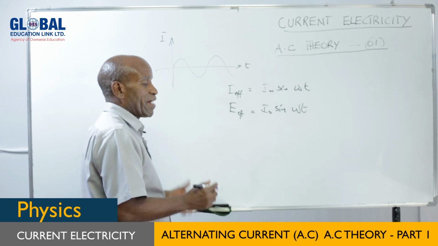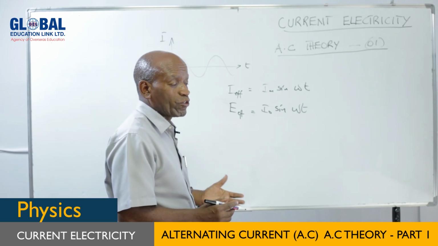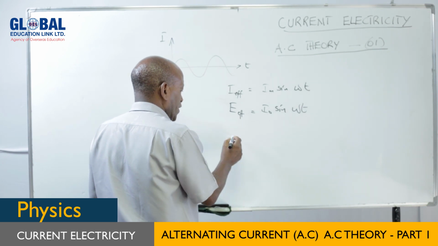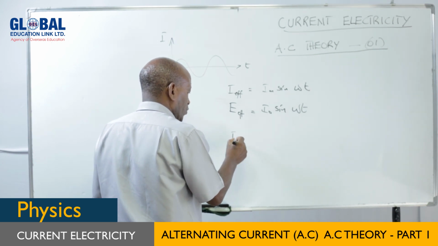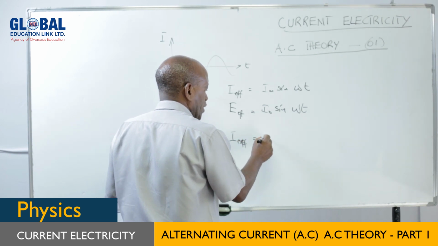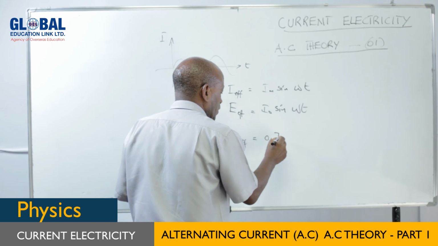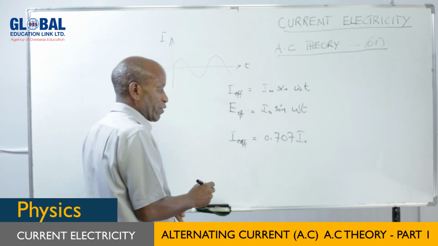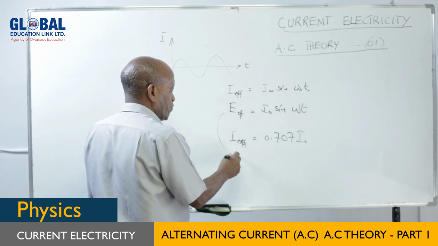Because this is a revision, we are not going to derive that effective current. The effective current will be equal to 0.707 of the actual current which will be flowing. The same thing can be obtained even for the EMF.